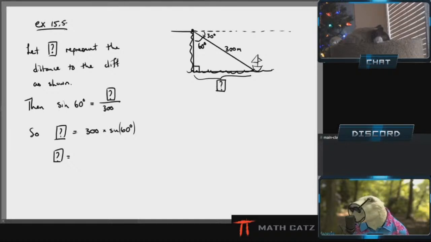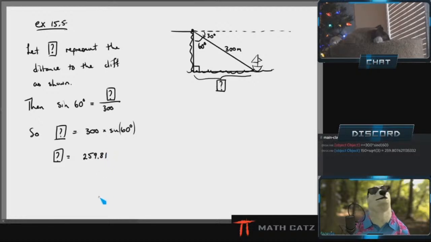300 times my sine function's input is degrees, so I in MathBot have sine d, and it is 259.81. Let's round to 2 decimal places this time. Whatever the question says, if the question doesn't say anything, check the instructions in front of your test. If that doesn't say anything, then do whatever you want.